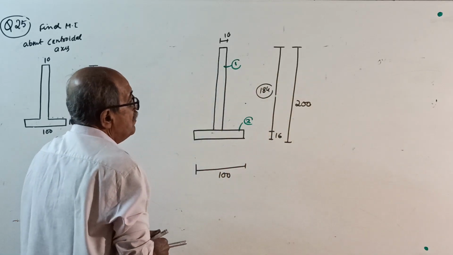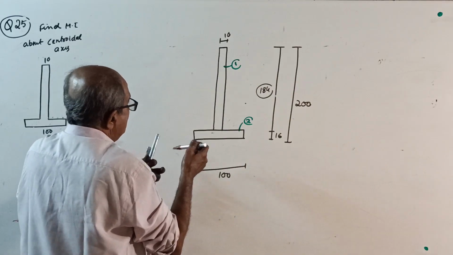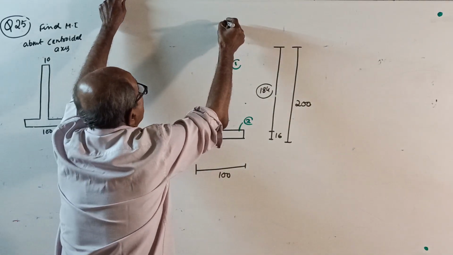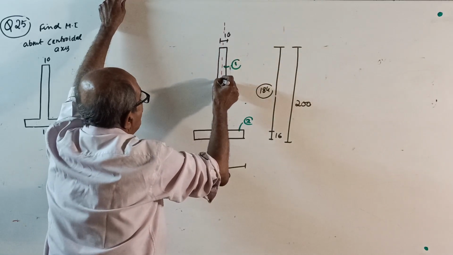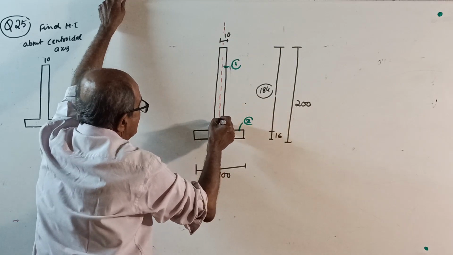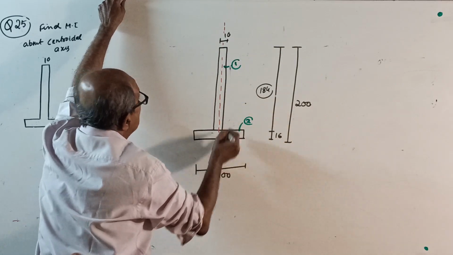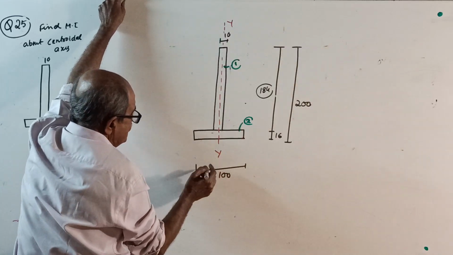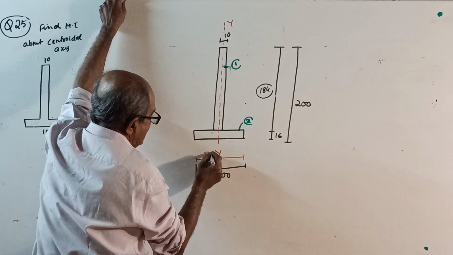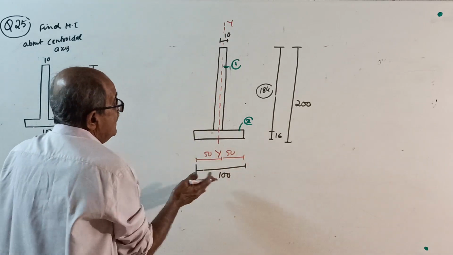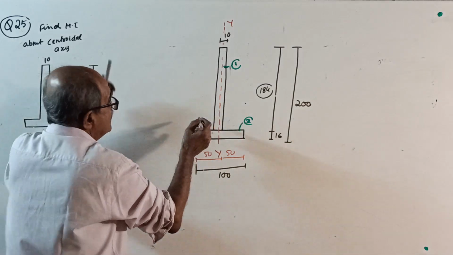Now make a note. This is symmetrical about the YY axis. See here, YY axis. You don't have to bother about YY. Don't locate it. How much distance? Each will be half of 200, 50, 50. Then XX you have to locate.